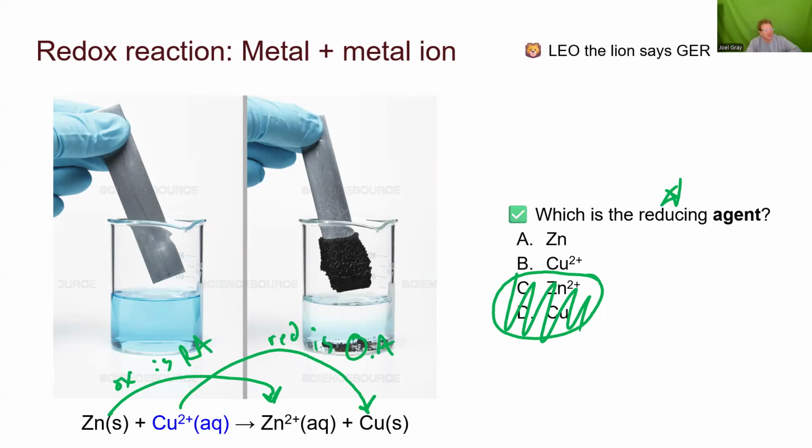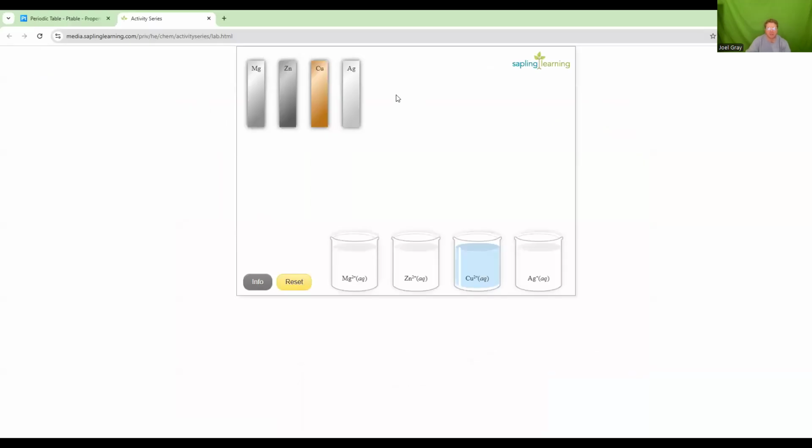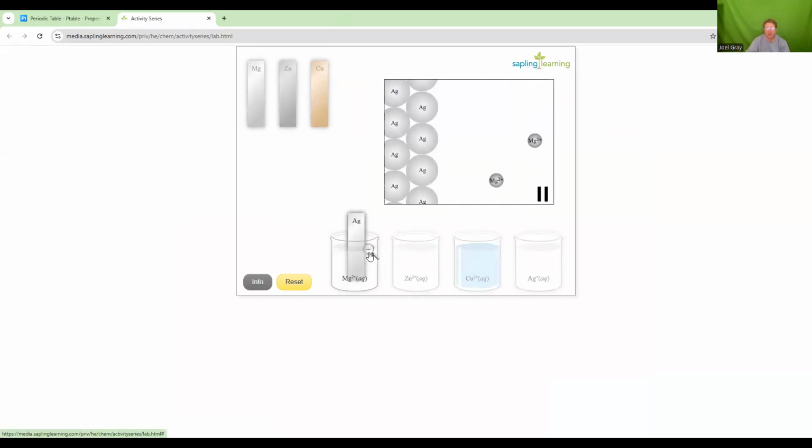Now, with that said, you've got an activity this week, and that activity has to do with this right here. Which metal is the most active? I'm going to undo my pen and pull this up and share my screen. Whenever we're talking about an active metal, what we are looking for is, does a metal react in a solution? So the most active metal is the metal strip here: solid magnesium, solid copper, or solid zinc, solid copper, solid silver. If we add a strip of silver to a magnesium solution, what happens?